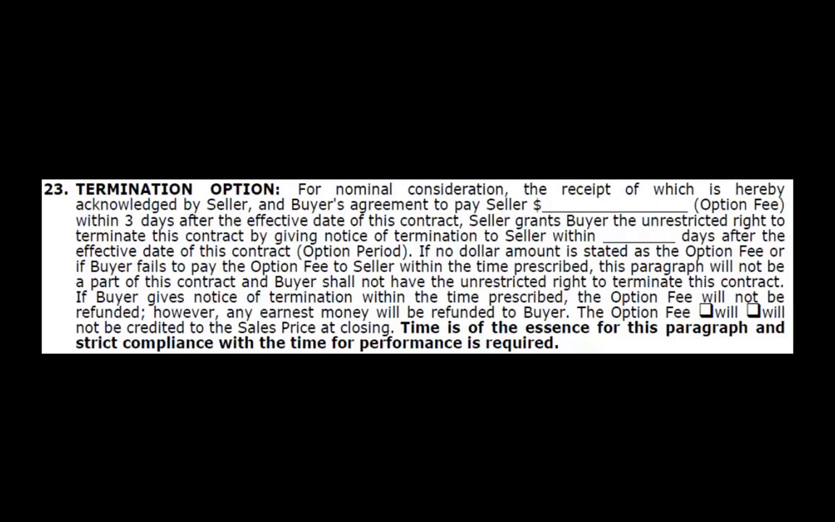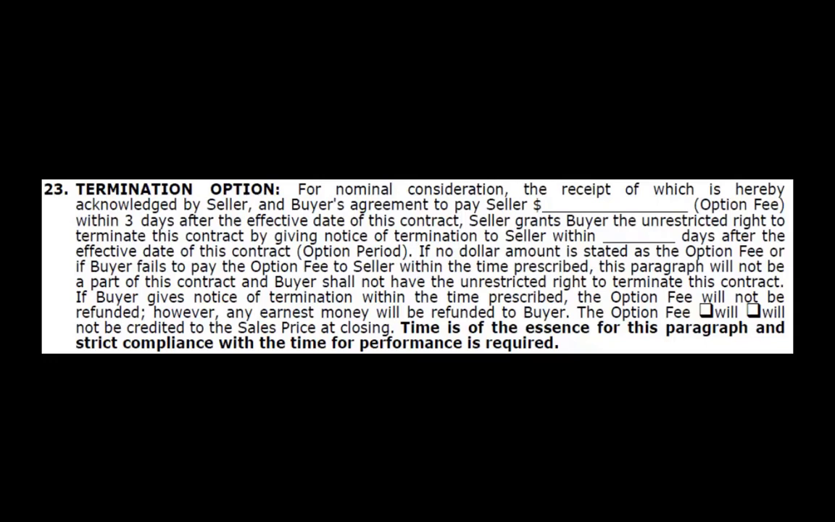And that's kind of the whole goal of this paragraph, is to allow your buyer the opportunity to back out of the contract and get their earnest money back, because the earnest money is not a nominal amount of money. It's probably going to be a pretty decent amount of money, maybe on a $250,000 house, maybe $2,500 or so. The option fee will or will not be credited to the sales price at closing. I have never seen a seller throw too much of a fit on which one of these boxes is checked, so I always check that the option fee will be credited at closing.